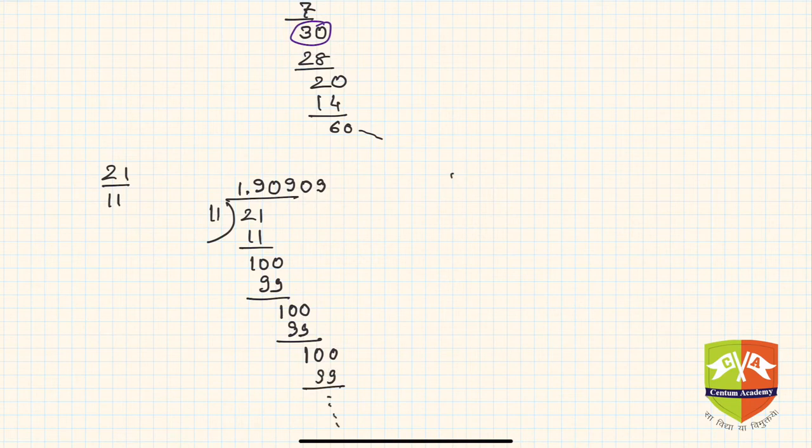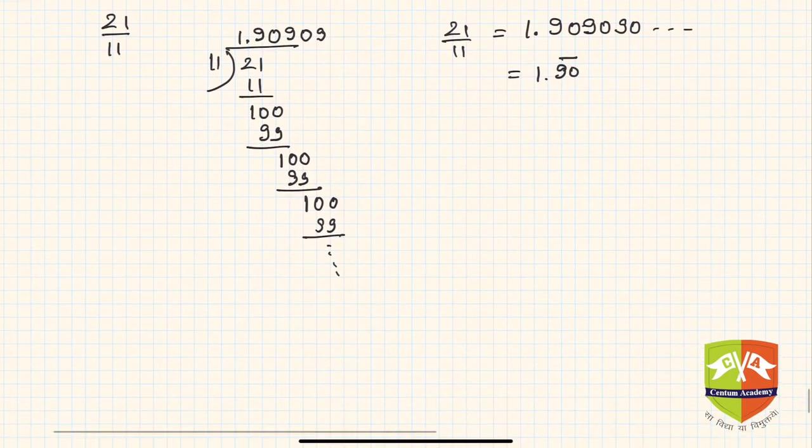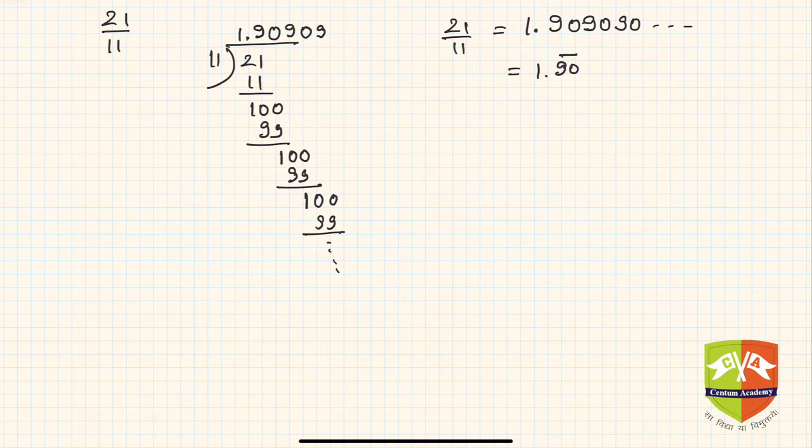So hence 21 upon 11 can be written as 1.909090, like that. So hence it is 1.90 bar. Understood? So this is what 21 by 11 would look like. So what do we infer? If you see, what are the observations? There are two types of decimal representations we are getting. Yeah, so I can write that.